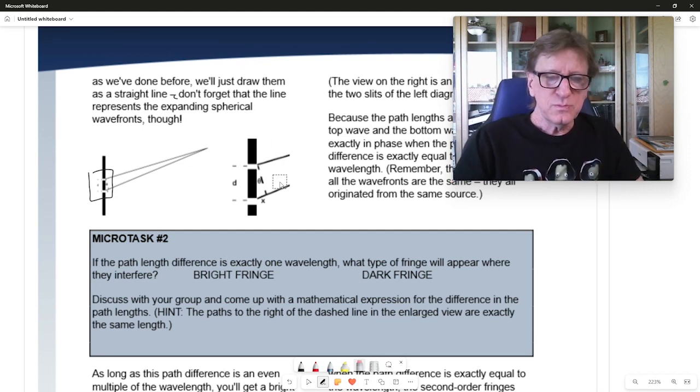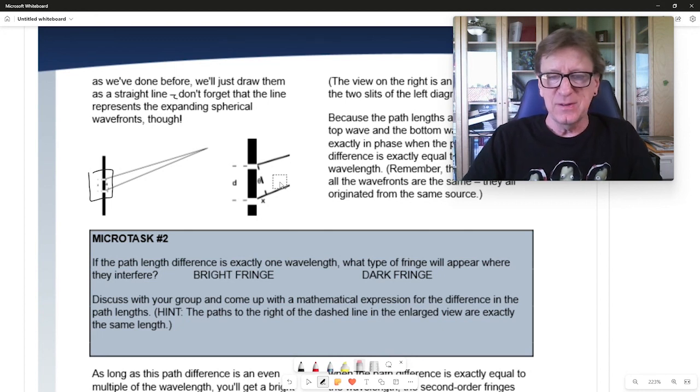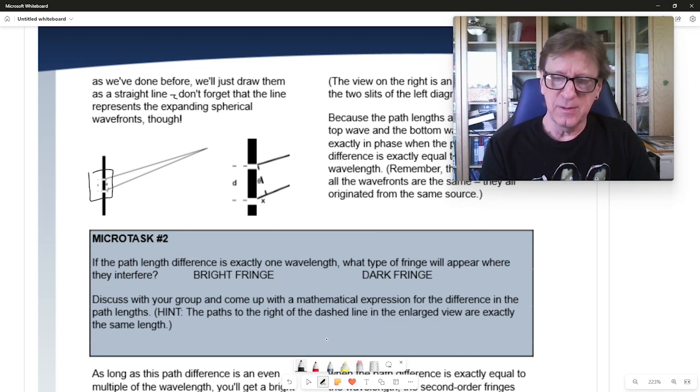So we look at microtest 2 then. If the path length difference is exactly one wavelength, what type of fringe will appear where they interfere? And we did this last time. Let's go ahead and draw that. Suppose we'll draw this down here to the side.